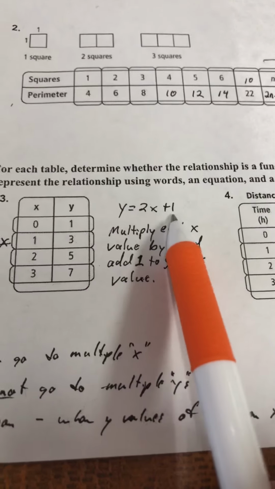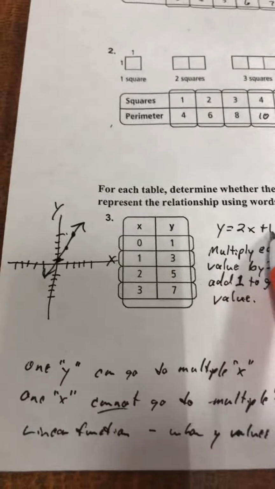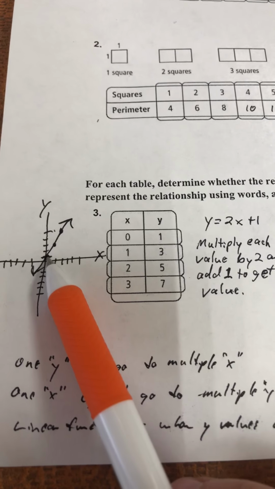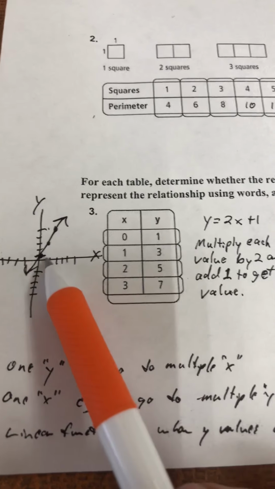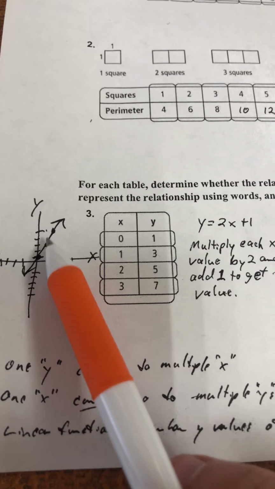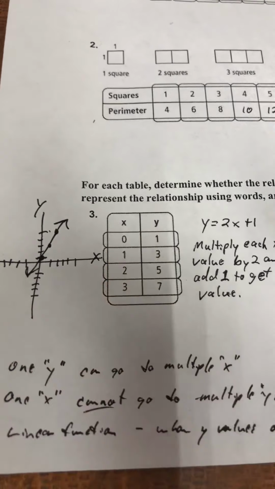Here's my y-intercept and my slope. So my y-intercept is plus 1 on my ugly little graph here, and then I go up 2 over 1, up 2 over 1, and then I just make my line. Okay? Try that for number 4. It's going to be very similar.